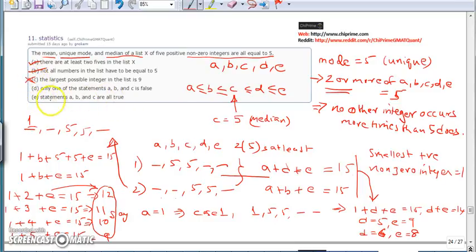Statements A, B, and C are all true. That's E is false. And only one of the statements of A, B, and C is false. That is correct. So we have 3 possible answers, of which this is the most accurate. Only one of the statements for A, B, and C is false. So D is the answer we want.